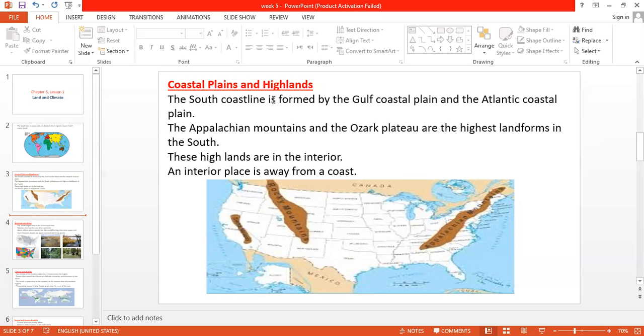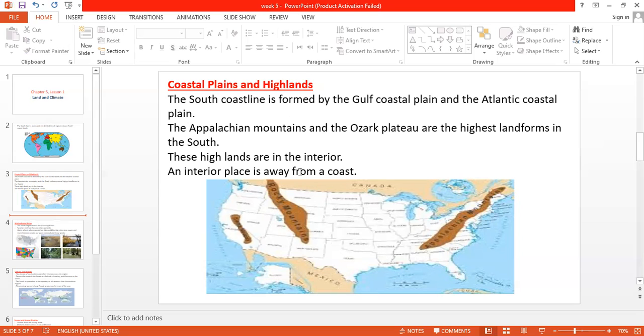Okay. The second point in the title, we have highlands. I say highlands. So what is the meaning of highlands? Highlands like mountains, like hills, like plateaus. All of these physical features are considered as highlands. Okay, so is there any kind of highlands in the South?